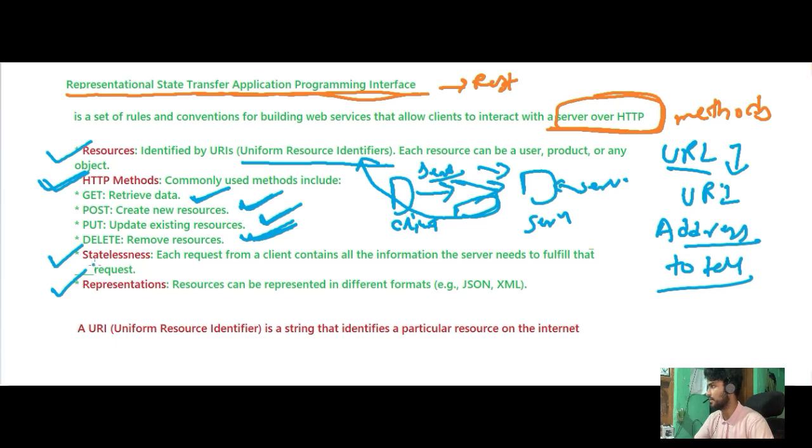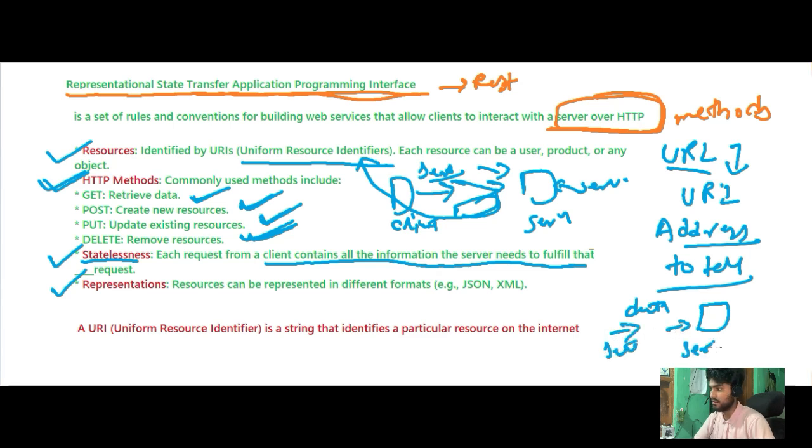Okay. Now statelessness means that each request from a client contains all the information the server needs to fulfill that request. Whatever data we need to send from the client to the server, there has to be sufficient data. Then the server can send back the response that, hey, I found the data that you want, and get back to the client.